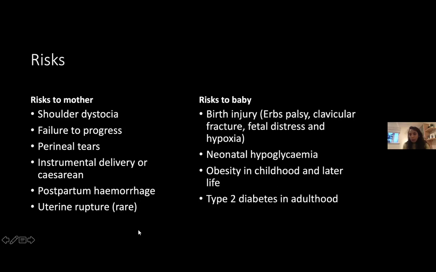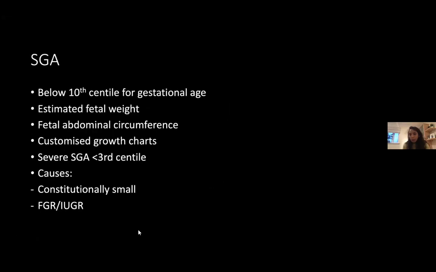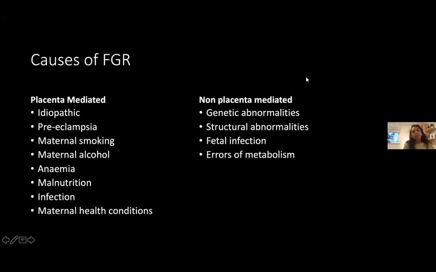So it can also be small for gestational age. This means that they're below the 10th centile. They can estimate the fetal weight as well. Is below the 3rd centile. And there are lots of causes for this as well, for example, fetal growth restriction and intrauterine growth restriction as well.